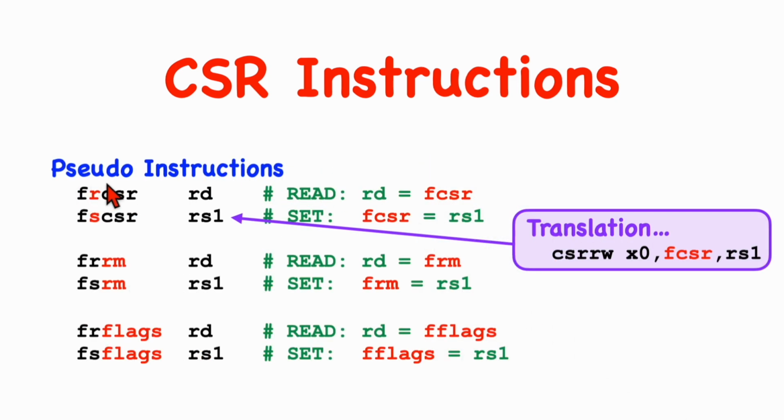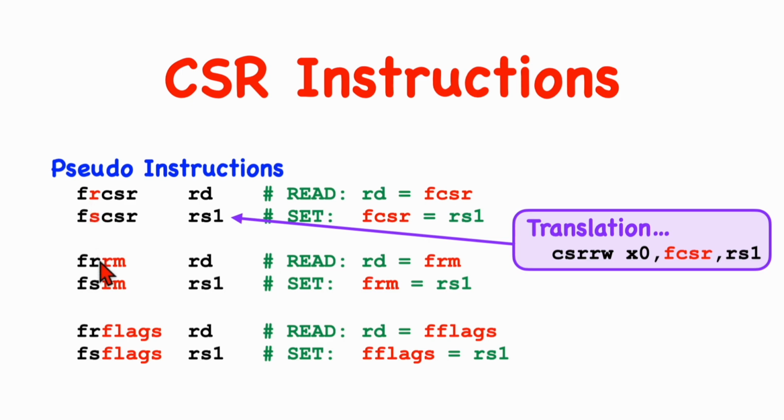Here are some other pseudo instructions that you might encounter or need to use yourself, and these are for reading and setting, that is, getting the value and modifying the value, read, set, of the floating point CSR, the floating point rounding mode register, and the floating point flags register.